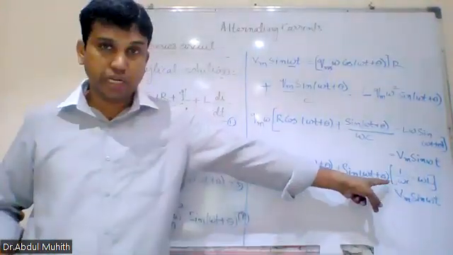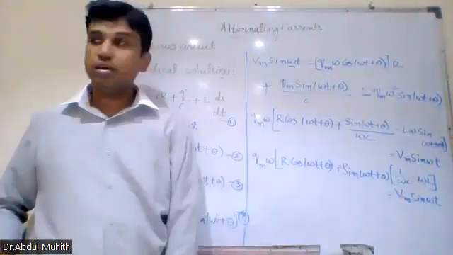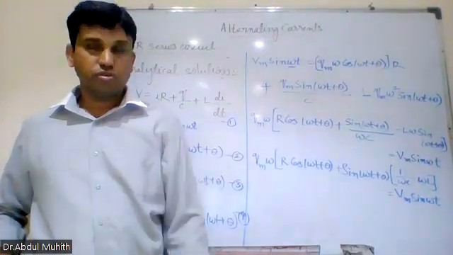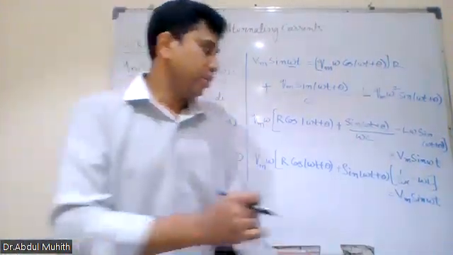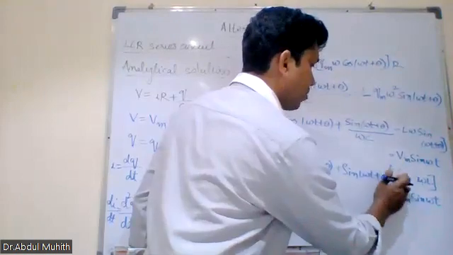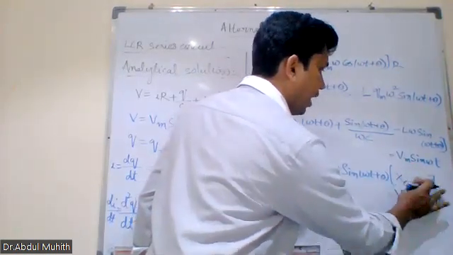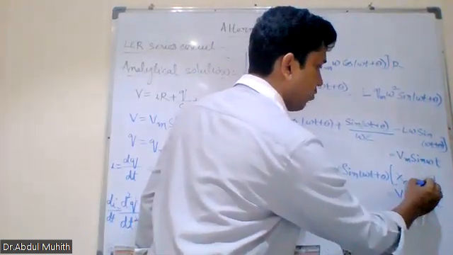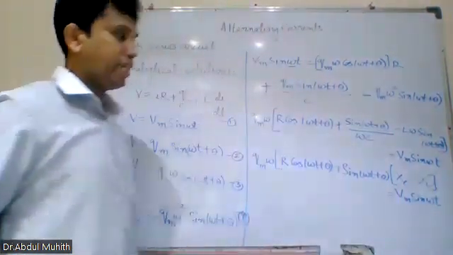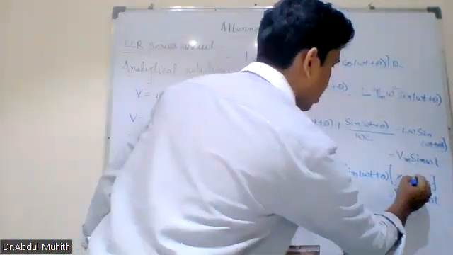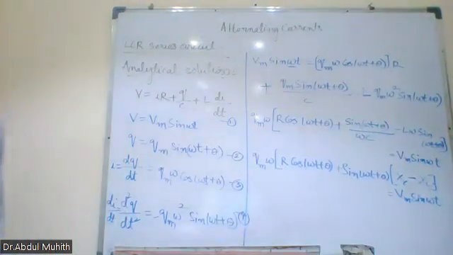Instead of writing 1 by omega L, can I write here XC and XL? Yes, sir. I can reduce one step. Okay, so instead of writing this, I'm writing XC. We can write in the bracket somewhere. What is XC and what is XL? So it became XC minus XL.